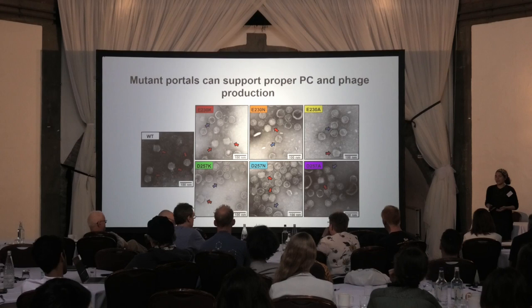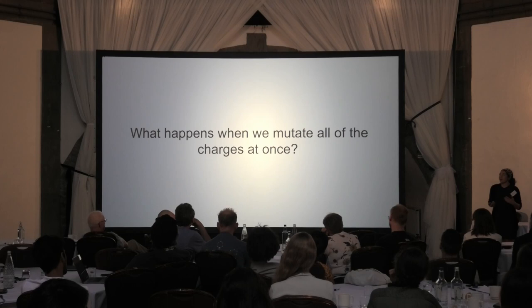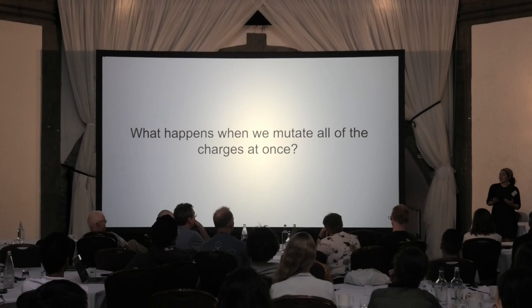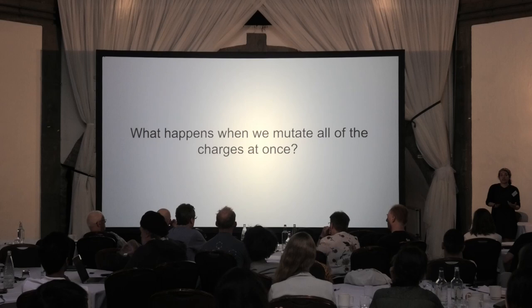To address this, I then wanted to ask the question of what happens when we change all of the charges in this loop. I hypothesized that maybe this would give us a more dramatic phenotype, as we're mutating all of the charges and therefore affecting the charge balance. And so again, I did the same efficiency of plating assay.